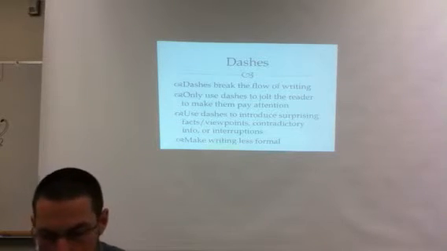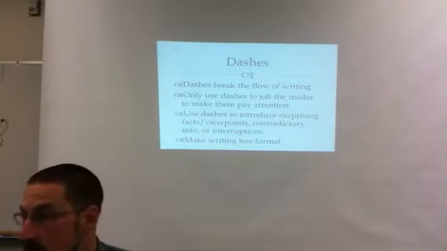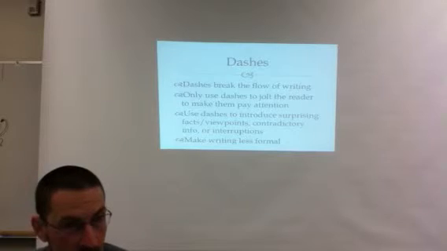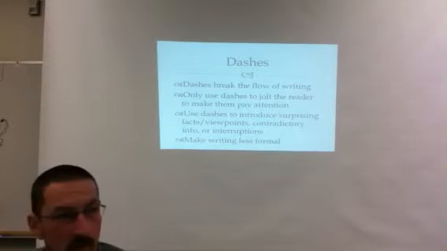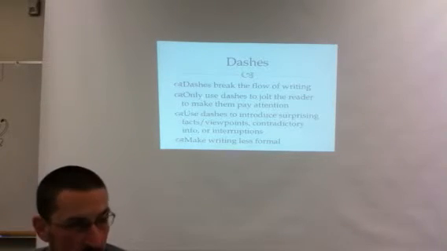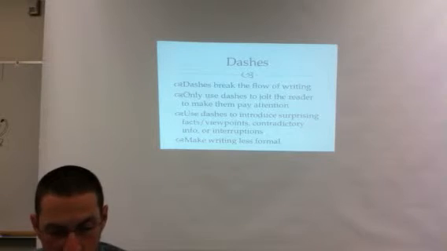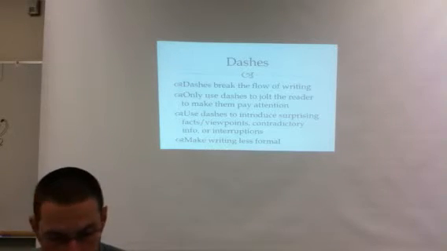Dashes also make your writing a little bit less formal than using commas. So depending on what you're writing or who the audience you're writing for is, you might use dashes or commas.